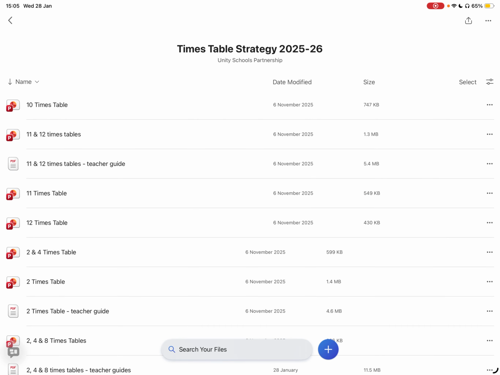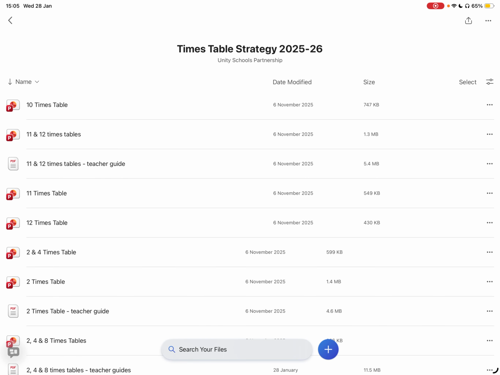Hello. So I want to talk you through how I planned a year four maths meeting using the times table strategy. And in this, we focused on the 8 times table, and it was their first introduction to the 8 times table. So this is the initial lesson.